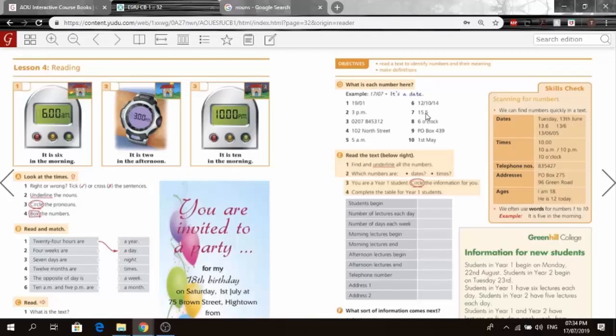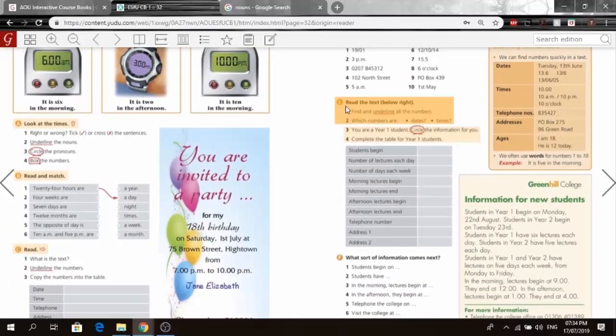15.5 right here, this is actually a date. Yeah. I told you guys we used the point here as well instead of this. It's just personal preference. 6 o'clock, obviously, time. P.O. box, address, 439, address. 1st of May, and this 1st of May is a date, okay? Just like here, 13th June and 1st of May, okay?